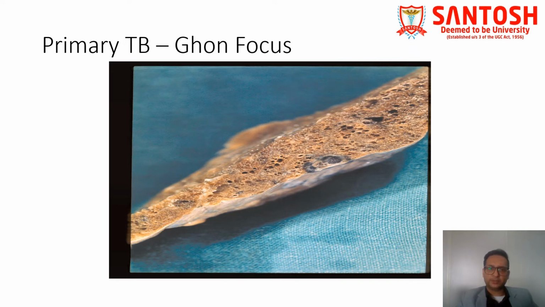So I will show you some pictures to tell you about Ghon's focus and Ghon's complex. We can see in this picture, this is a piece of lung, and you can see this is the pleura, and here we can see some lesion just below the pleura. So this is nothing but a Ghon's focus, which I've already told you is a parenchymal lesion present just below the pleura, commonly seen in primary tuberculosis. So this was about Ghon's focus.